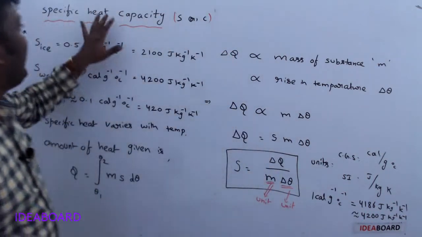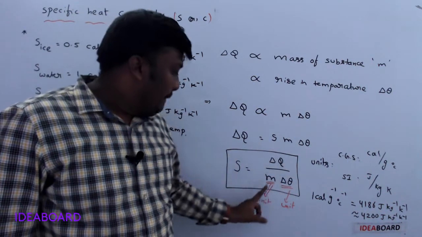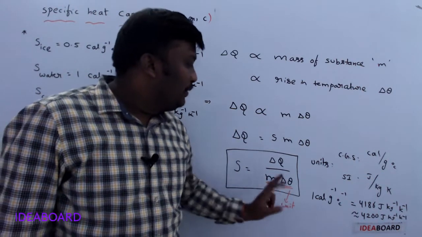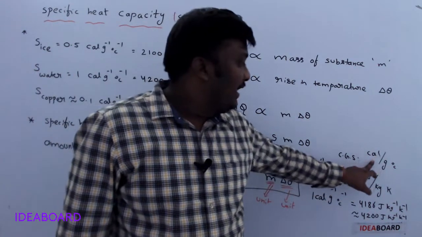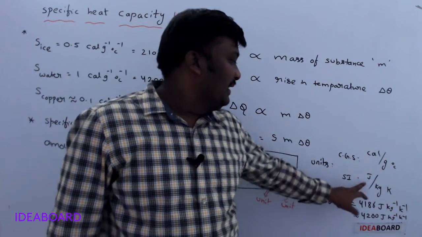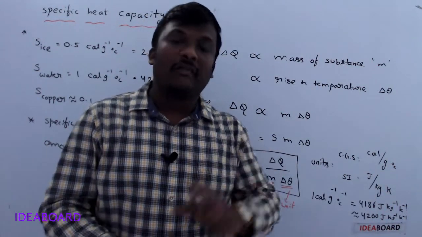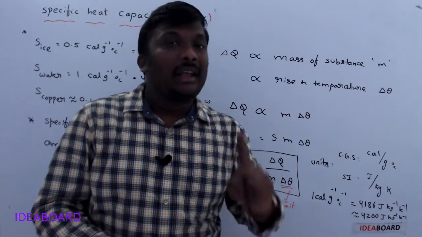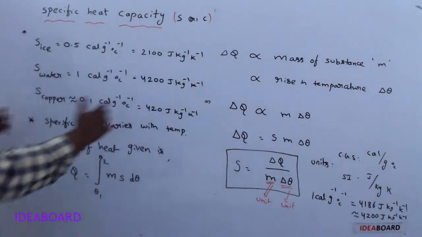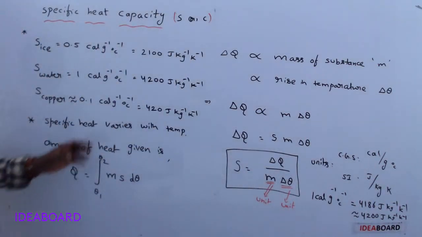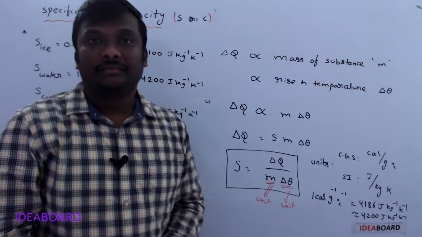Clear? So specific heat capacity is defined as the quantity of heat required per unit mass of substance per unit rise in temperature. Its units are very important. In CGS, calorie gram inverse degree Celsius inverse. In SI, joule kg inverse Kelvin inverse. Specific heat always depends on the nature of material and temperature of substance, independent of mass of the substance. Clear? And these values are very important. And if the specific heat varies with the temperature, then you can take the integration formula for heat energy. Okay?